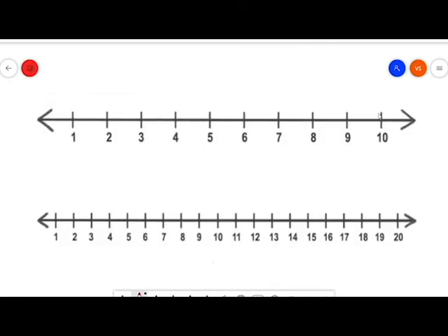What you see on the screen are two number lines. In one number line you can see numbers up to 10, and in the next number line you can see numbers up to 20. Let's learn how to use this number line for finding sum. So let's take the example 2 plus 3. We know the answer is 5. But how to do this addition using number line?